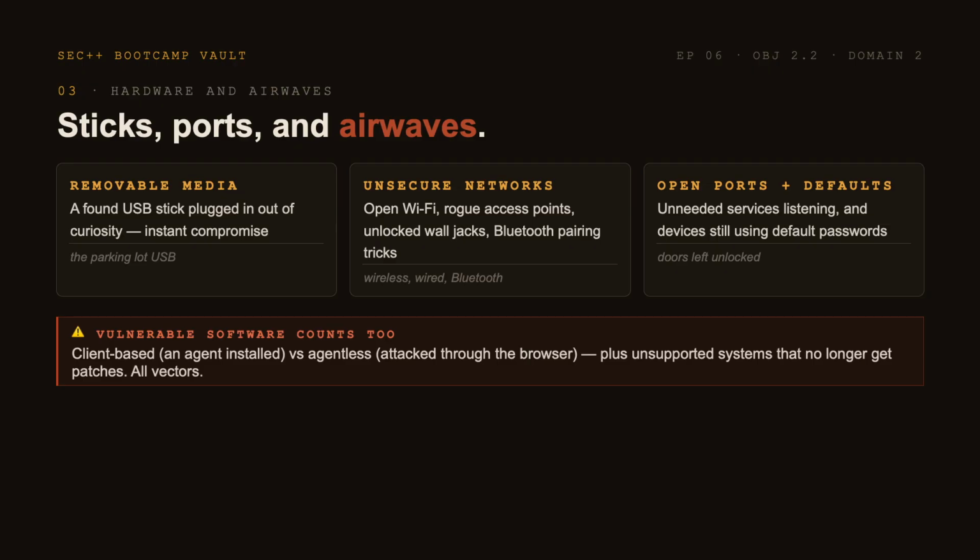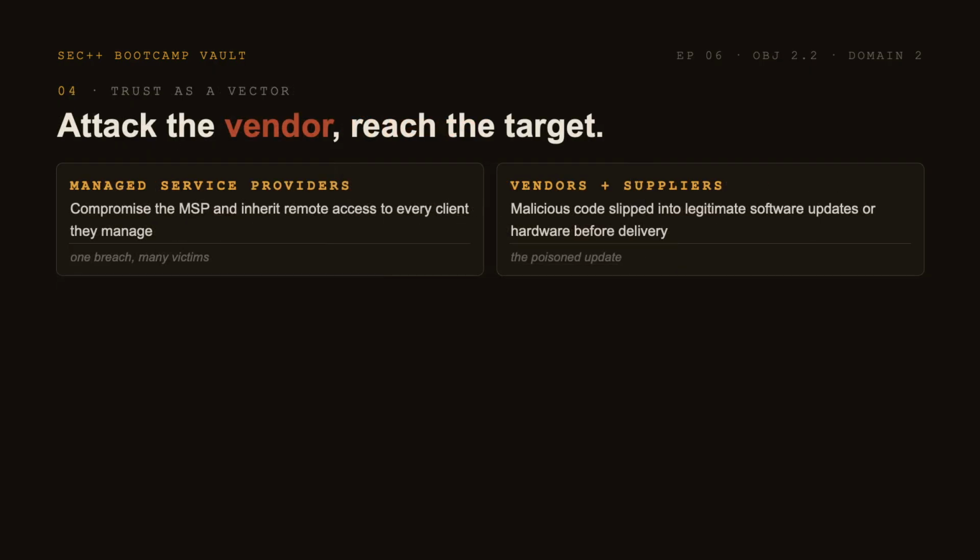Device and network vectors. Removable media, the famous parking lot USB stick that someone plugs in out of curiosity. Unsecure networks, open Wi-Fi, rogue access points, unlocked wall jacks, and Bluetooth pairing tricks. Open ports running services nobody needs, and devices still wearing their default passwords. And vulnerable software itself, whether it is client-based, with an agent installed, or agentless, attacked straight through the browser, plus the quiet killer, unsupported systems that stopped getting patches. Every one of these is a door.